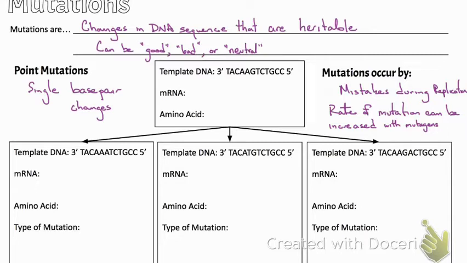So, what we're going to take a look at now are 3 different types of point mutations. But in order to identify those mutations, we need to start with a template DNA sequence that's going to represent our original state of DNA. And that is going to be represented in this box here at the top. You'll notice I've listed the template DNA in a 3' to 5' direction. And remember, template DNA is antiparallel and complementary to an mRNA sequence.